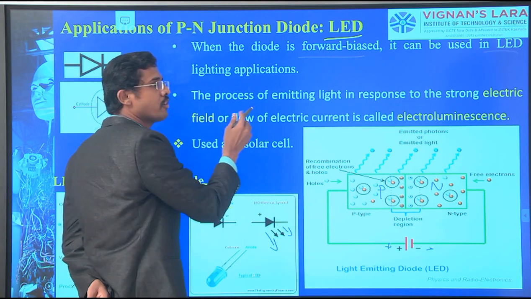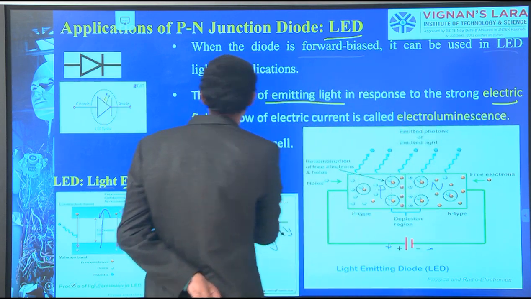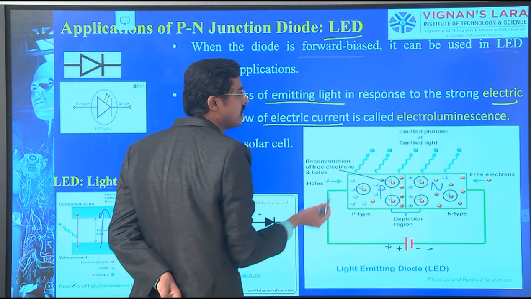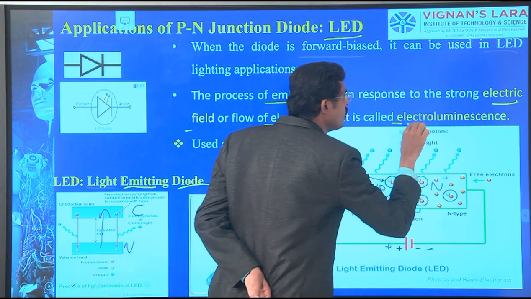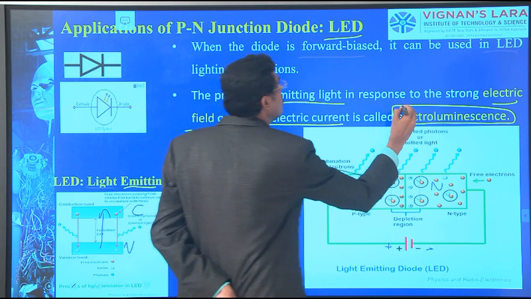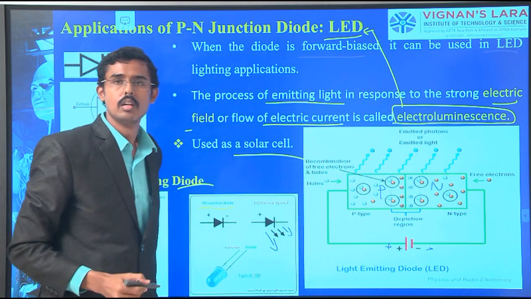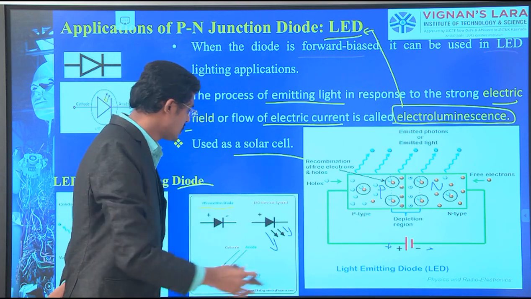Okay, this process of emitting light in response to a strong electric field or the flow of electric current is called electroluminescence. So this is what we are using in the LED. It is used in solar cells also. So this circuit is very important.